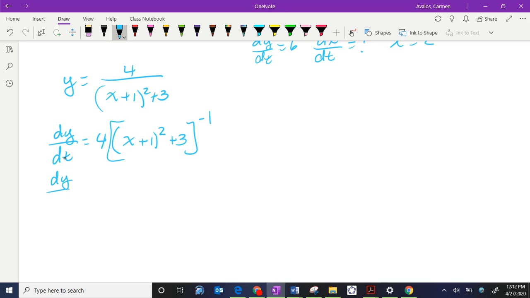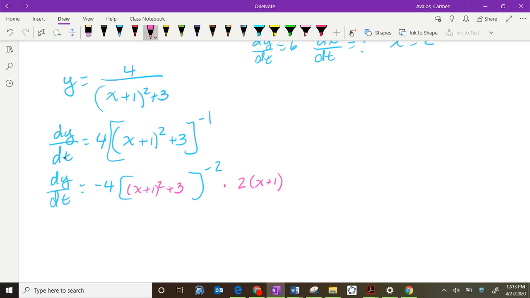Okay, so then dy/dt is equal to, and now what you want to do is move this over and take the derivative, so we get negative 4. We're taking the derivative of the outside, and that becomes a negative 2. Then we leave the inside alone, so the inside is (x plus 1) squared plus 3. So we did the derivative of the outside, and now I'm going to take the derivative of the inside. The derivative of the inside gives me 2 times (x plus 1), and then the derivative of 3 is just going to be 0.